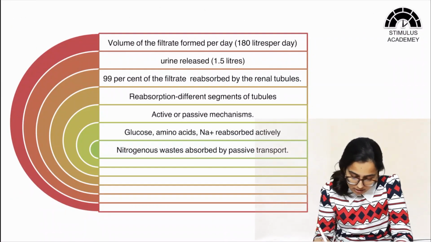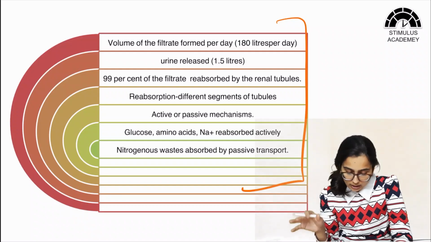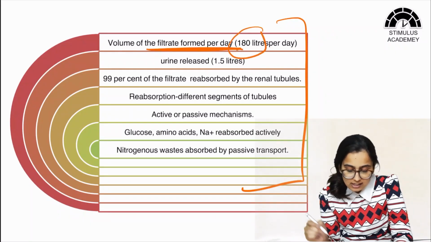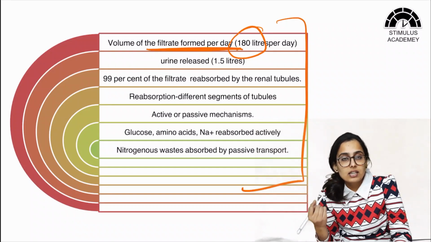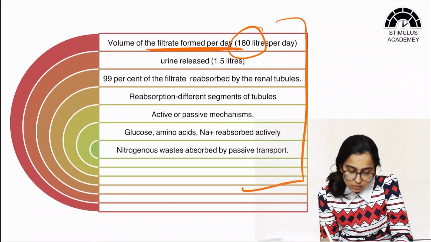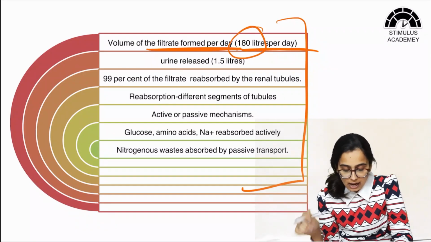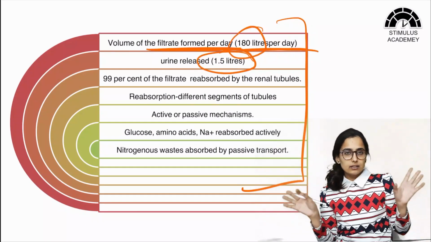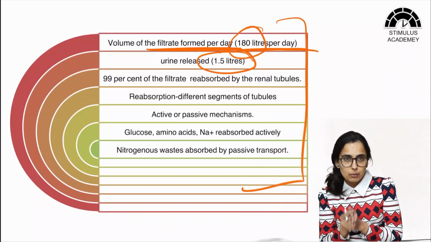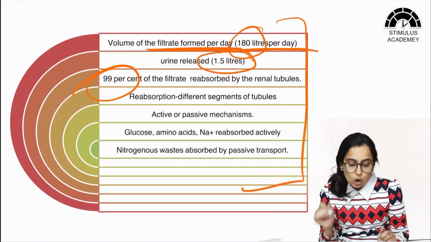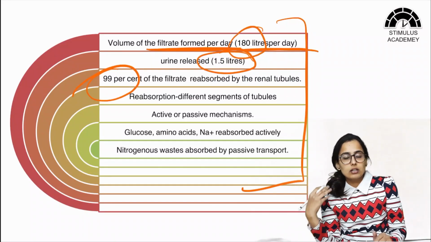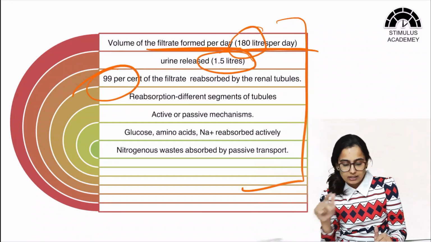Now there are some other points related to this. The first is the volume of filtrate which is formed per day. We have already seen that according to the GFR, the amount of filtrate that is formed is 180 liters per day, and the amount of urine released is 1.5 liters. So comparing these two, we know that maximum part of it, that is 99% of the filtrate, is reabsorbed back into the renal tubule, which is the function of reabsorption. We'll be studying that in reabsorption.